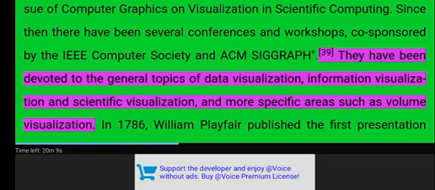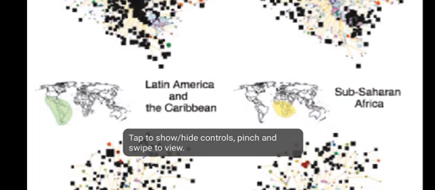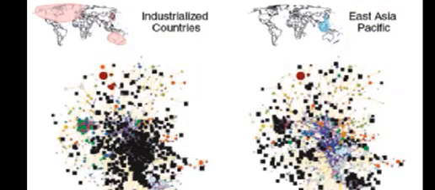39. They have been devoted to the general topics of data visualization, information visualization and scientific visualization, and more specific areas such as volume visualization. In 1786, William Playfair published the first presentation graphics. Product space localization, intended to show the economic complexity of a given economy.